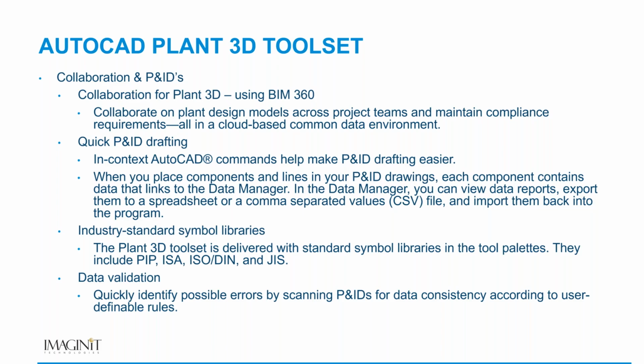Again, this is slightly different from MEP. You can still get some reports out of MEP, but this is more specifically for, like I said, manufacturing type plant operations and processing. You have a bunch of standard symbol libraries that are industry standards, such as PIP, ISA, ISO, DIN, JIS, and those come standard with the symbol libraries and tool palettes. And then you can run data validation so you can quickly identify possible errors by scanning P&IDs for data consistency according to user definable rules, where it will go through and tell you that you've got misconnections or things like that.